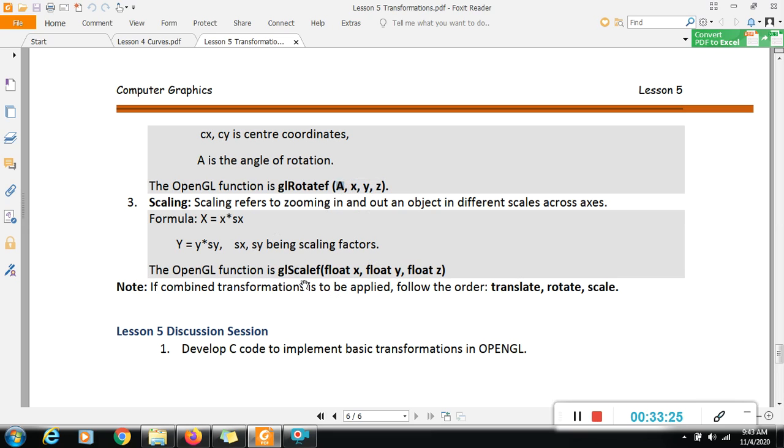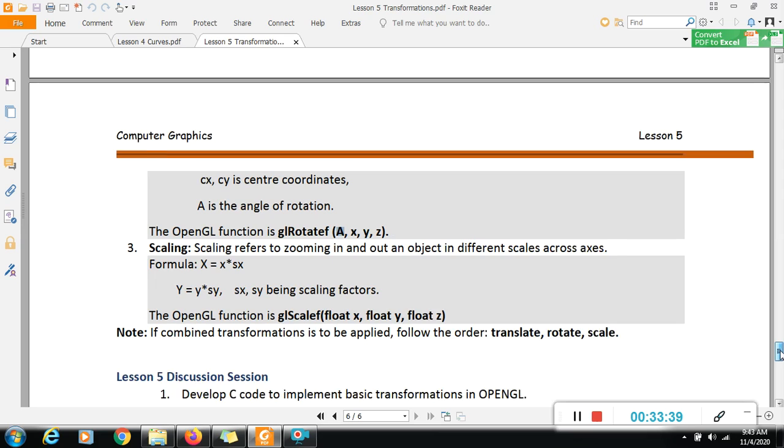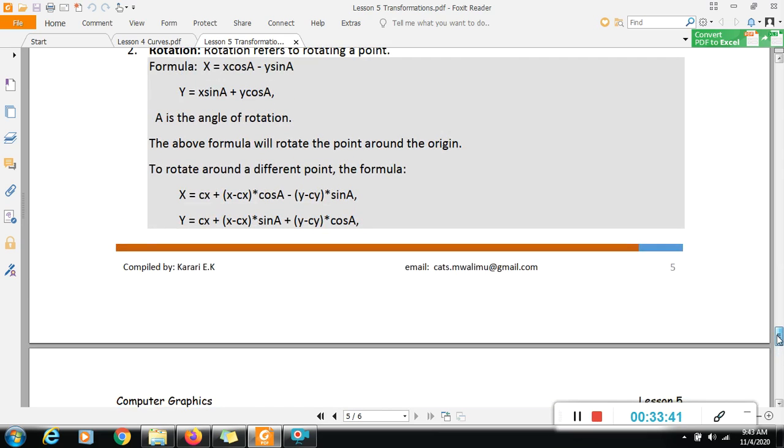Now, if you have combined the translation, remember I mentioned these transformations, then you apply them in the order of translate, rotate, and scale. I would like you to now try at your free time to develop C code to implement basic transformation in OpenGL. And you can also try to use WebGL if you already become comfortable with it.